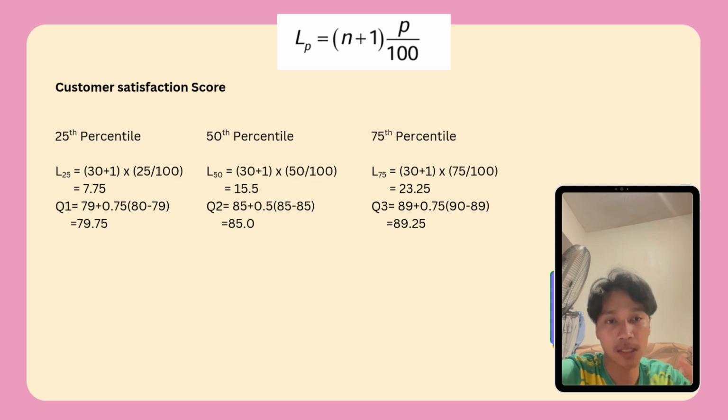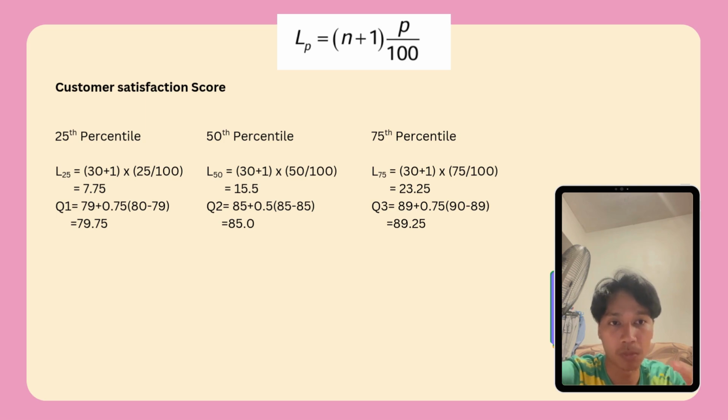The 7th score is 79 and the 8th is 80. After we use the formula, we get 7.75, which is 3/4 of the way between them. So Q1 equals 79 plus 0.75 times (80 minus 79). So we get 79.75. The 25th percentile score for satisfaction is 79.75. For Q2 and Q3, the same method is applied.